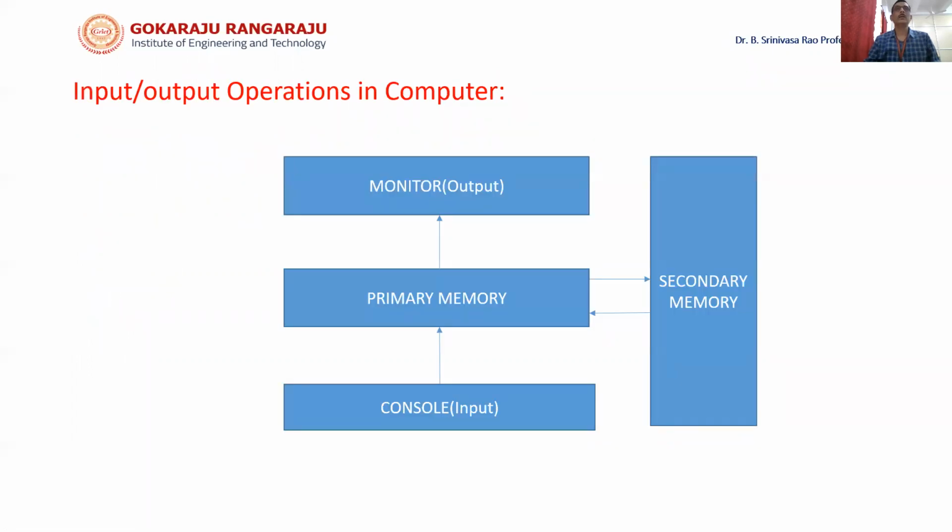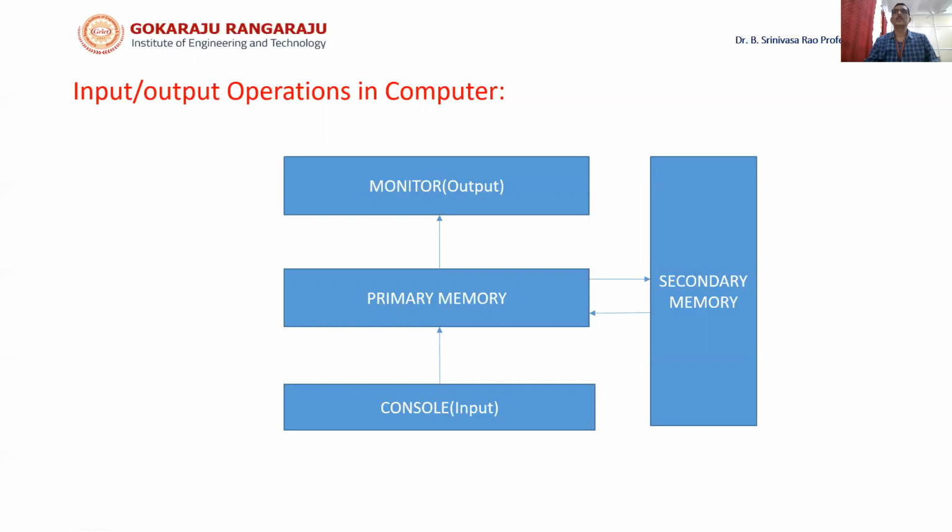In the earlier video lecture, I explained how the input-output operations take place with the help of this model. Just briefly, this is input, this is output, this is primary memory, and this is secondary memory. In general, whatever data we give from input goes to primary memory or secondary memory, and that is called an input operation. Now, whatever values are stored in either the primary or secondary memory are given to the output device, that is the monitor. They are called output operations.